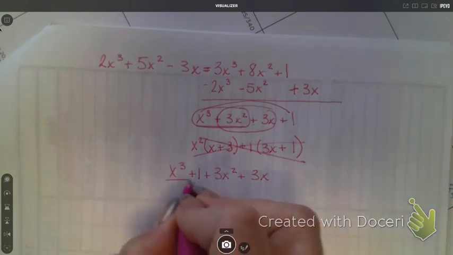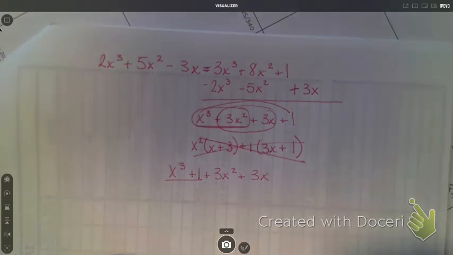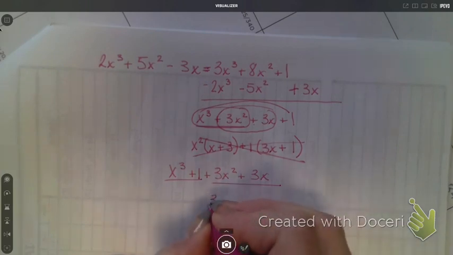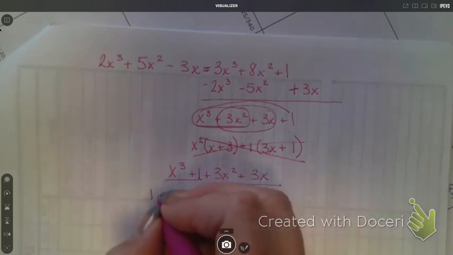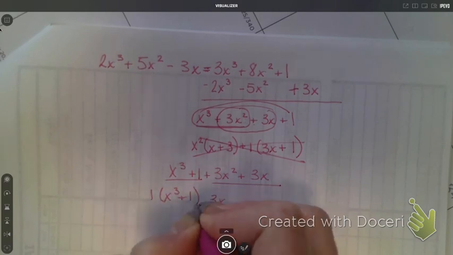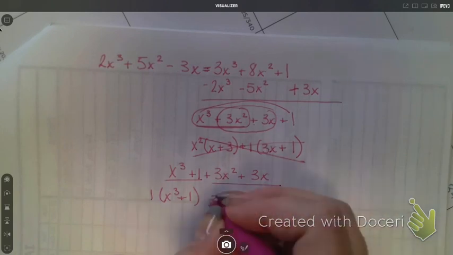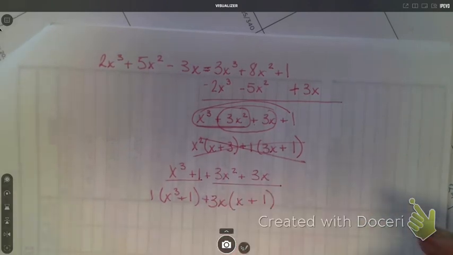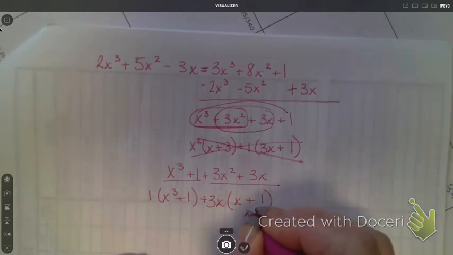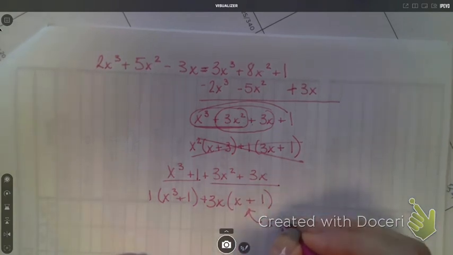So what can come out of here? Nothing. What can come out of here? 3x. So I have 3x. Well, it would be a 1, right? It would be x cubed plus 1. So I had 3x, and I would have x plus 1. Did that work? No. But it doesn't give you the same answer. No. But I do know here, isn't that x equals negative 1?